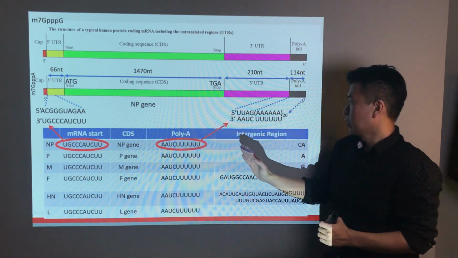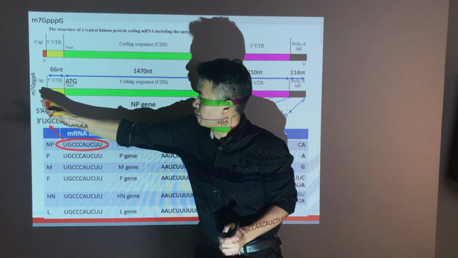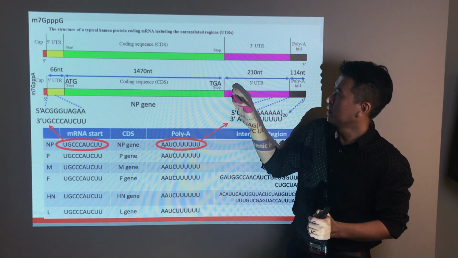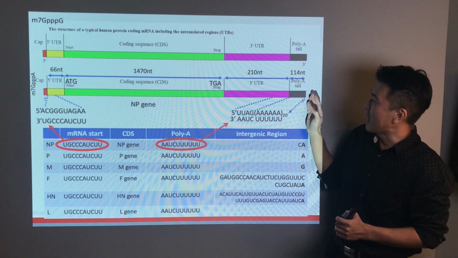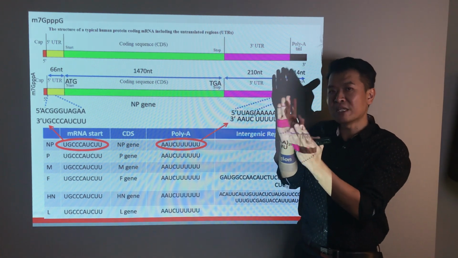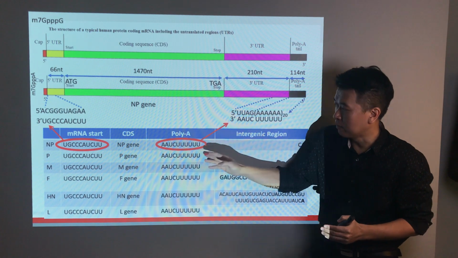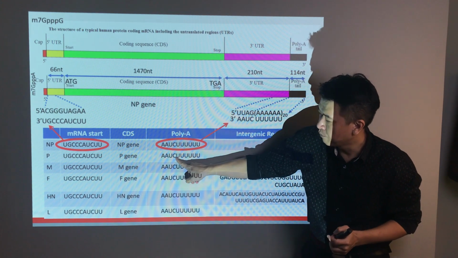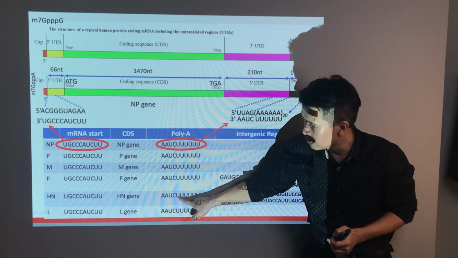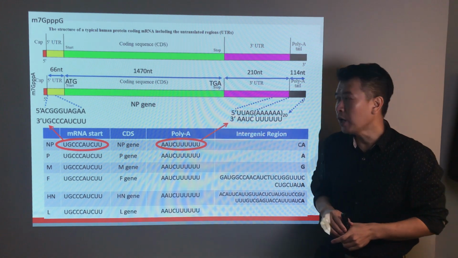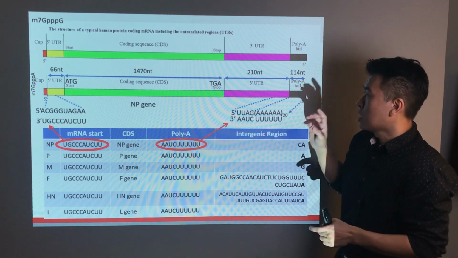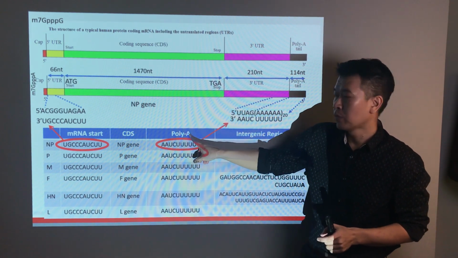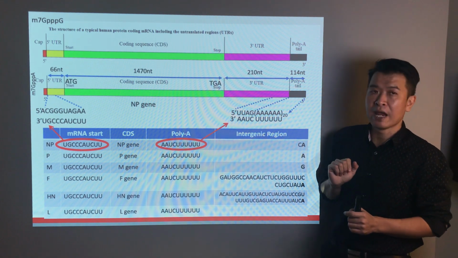What about the end? Now we have the start, then it will continue with untranslated regions, start codon, stop codon, then untranslated regions, and towards the end, how does it know this is now the end and it should synthesize a poly A tail? We notice that there is AAUC and 6 U's at the end. The polymerase will recognize this sequence and start synthesizing a poly A tail.